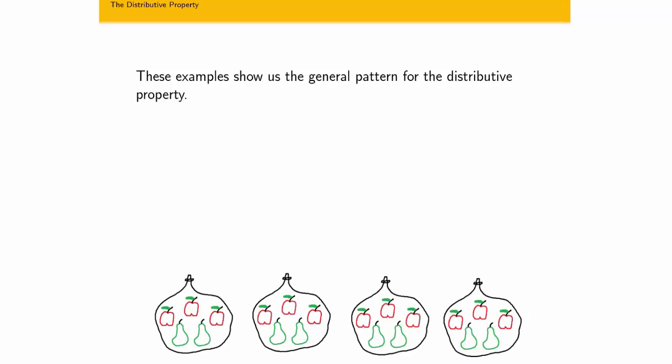These examples show us the general pattern for the distributive property. In each case, we're counting up objects when we have groups containing multiple types of objects. In the first example, we looked at bags of fruit. We had 4 groups containing 3 apples and 2 pears, which we wrote as 4 times 3 apples plus 2 pears is equal to 4 times 3 apples plus 4 times 2 pears.